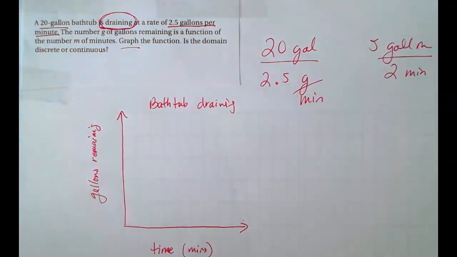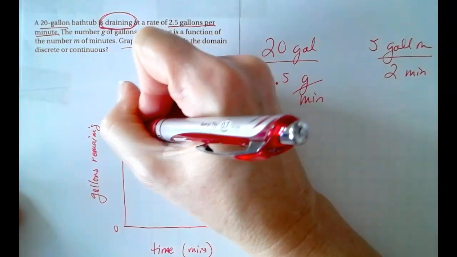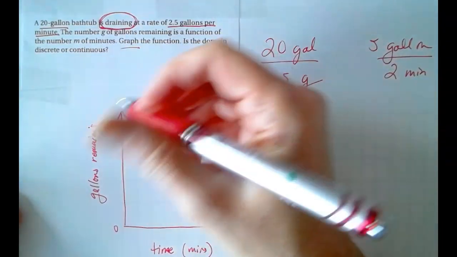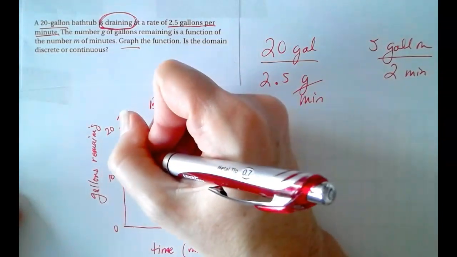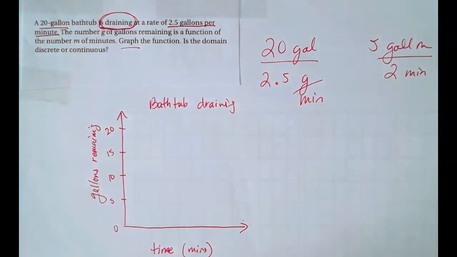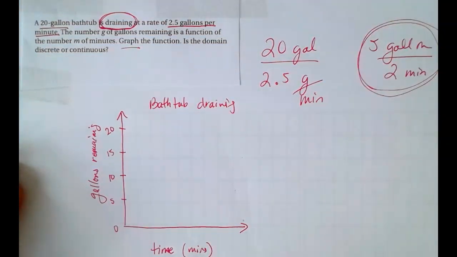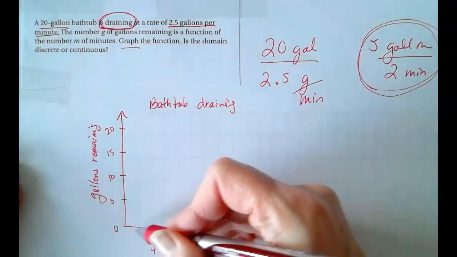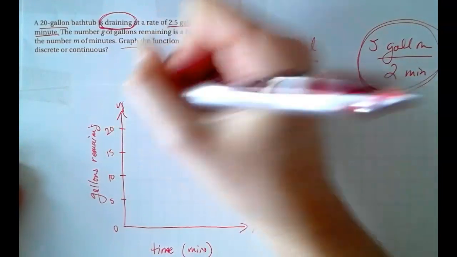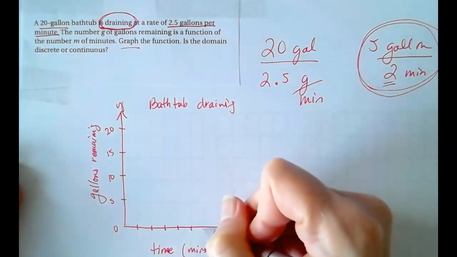So now, let's think about an appropriate scale. So first of all, we have a 20-gallon bathtub. So let's put 0 at the bottom and 20 at the top, and then cordon it off from there. So here's 10, here's 15, here is 5, and then everything in between. Now what did we say? We said we're losing 5 gallons every 2 minutes. So if we're losing 5 gallons every 2 minutes, I think our x-axis, this is x, this is y, it should be in increments of 2. 2, 4, 6, 8, 10, 12, 14.